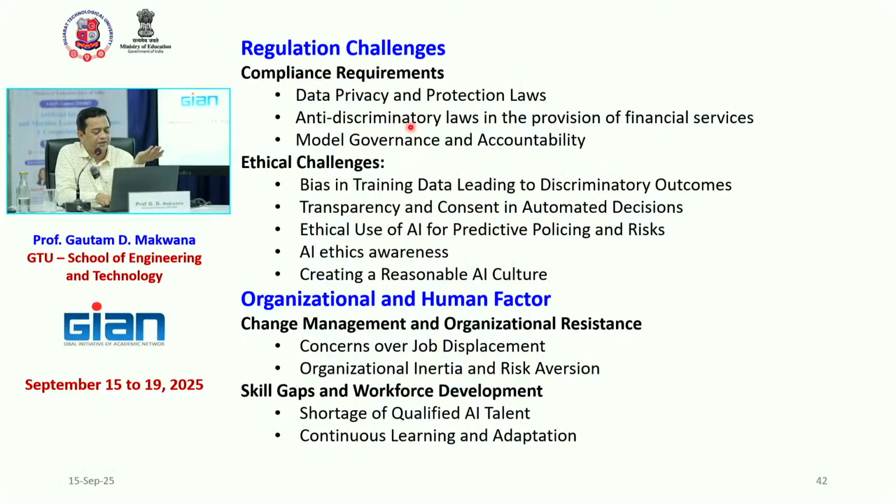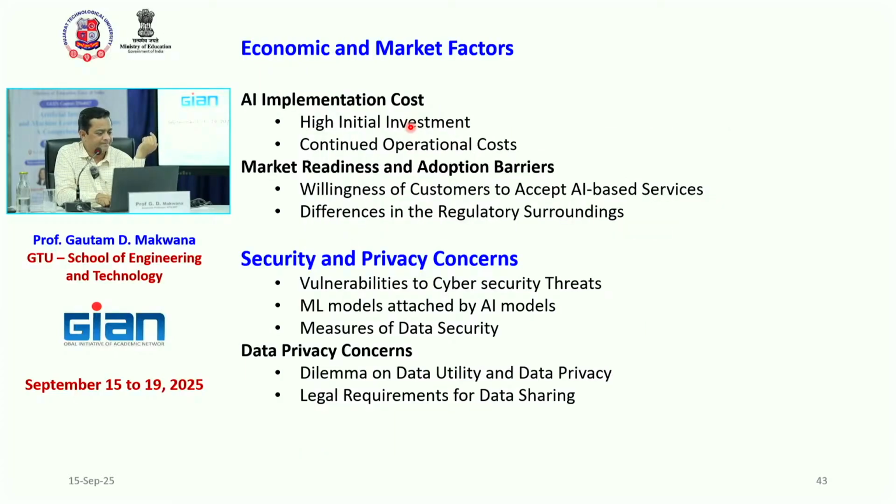And there are regulatory challenges: compliance requirements, data privacy and protection law, anti-discrimination laws in the provision of financial services, model governance and accountability, and ethical challenges that we will discuss in my next lecture. Then organizational and human factors: change management and organizational resistance, concern over job displacement, and skill gaps. Then AI implementation cost, market readiness and adoption barriers, security and privacy concerns, vulnerability to cyber security threats, attacks on ML models, measures of data security, the dilemma of data utility and data privacy, and legal requirements for data science.